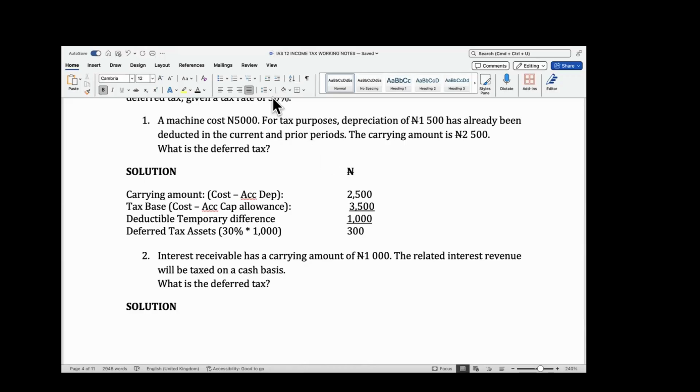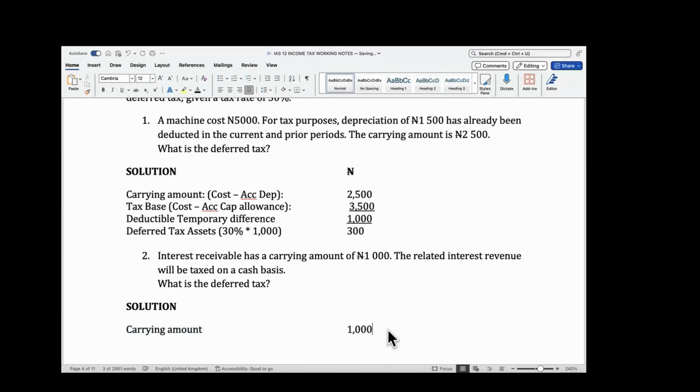Question 2. Interest receivable has a carrying amount of 1,000 naira. The related interest revenue will be taxed on a cash basis. What is the deferred tax? Okay. So to determine the deferred tax, we will need to get the temporary difference by comparing how much we recognize in our books in respect of this interest receivable. I was told it is 1,000.